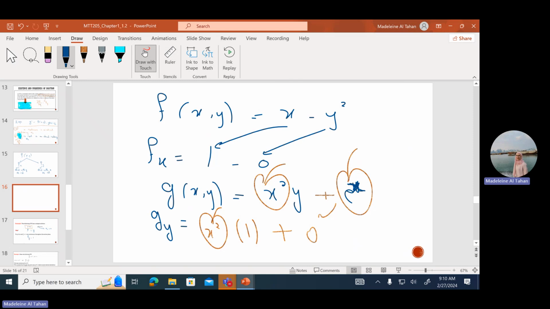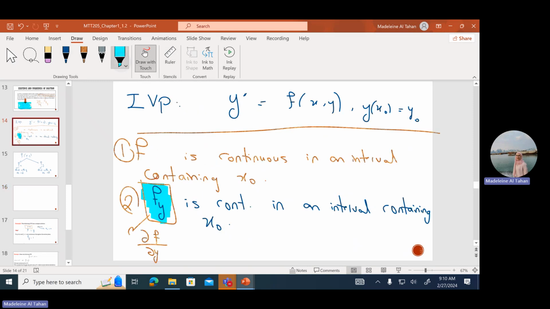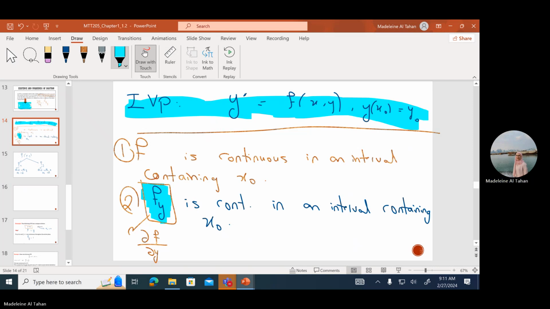Why do we need partial derivatives now? We will go back to this one. We have this initial value problem, and to check if it has a unique solution over an interval containing x naught, we need to check that f is continuous. When we say continuous, it means that it doesn't have a problem. Let me give you an example. If we have, let's say, 1 over x, can I say that it's continuous at x equals 0? If I have radical x, can I say that it's continuous at -1? Because it doesn't exist. ln x, is it continuous at 0? Why? It doesn't exist. So it means that the function doesn't have a problem at this point.